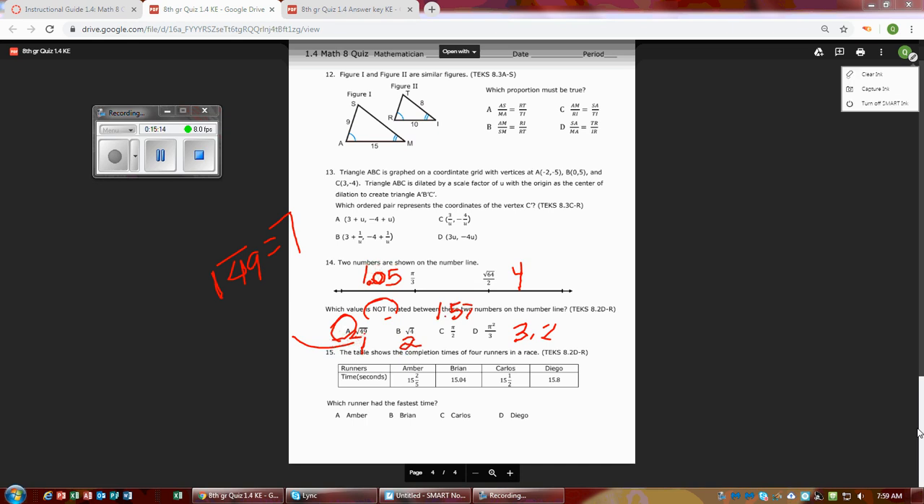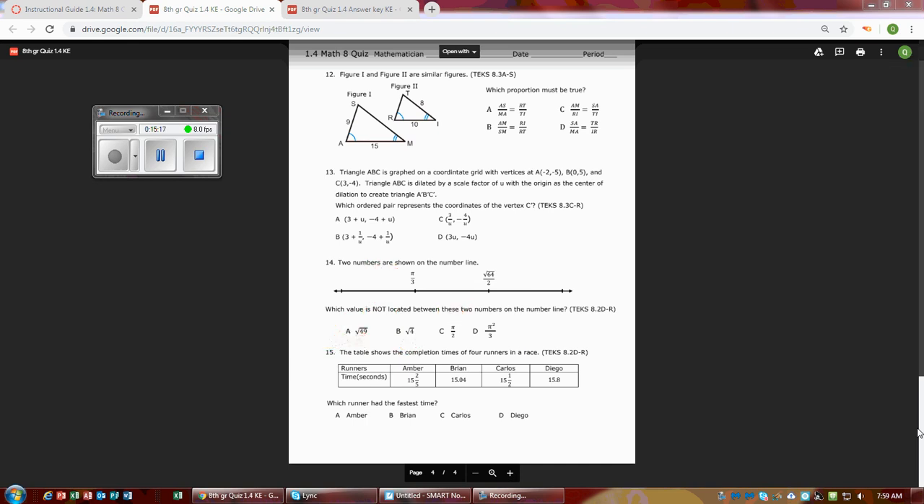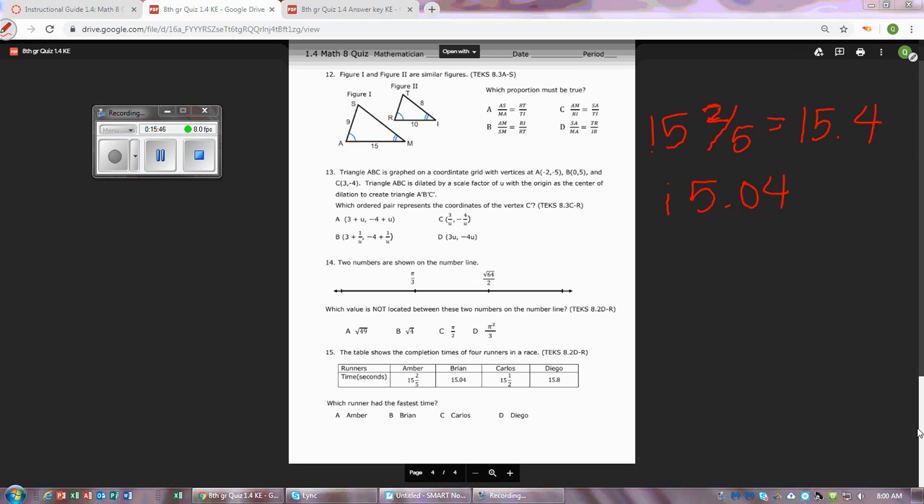All right, 15. Finally, almost done. The table shows completion times for runners. You have an average of 15 and 2/5, so let me convert that to a decimal. The 2/5 gets us to 15.4. Then we have Brian, who's at 15.04. And then we have Carlos, who's 15.5, right? Then we have Diego at 15.8.